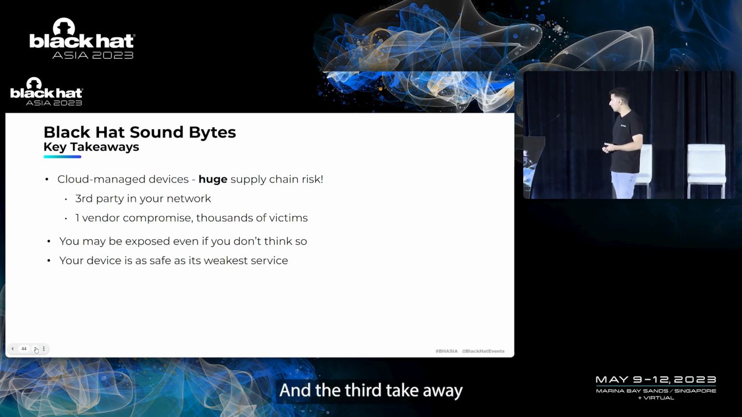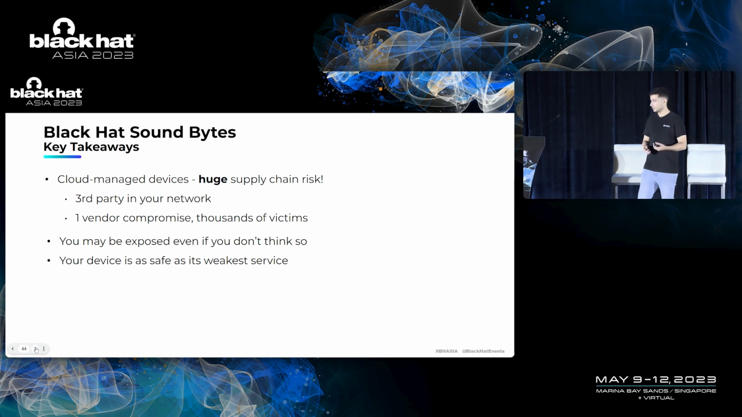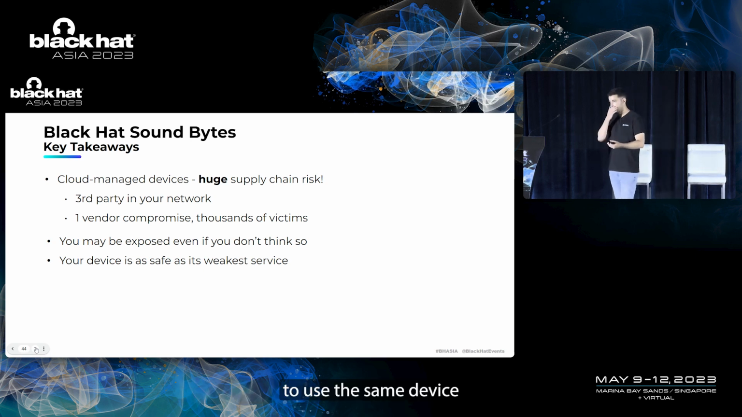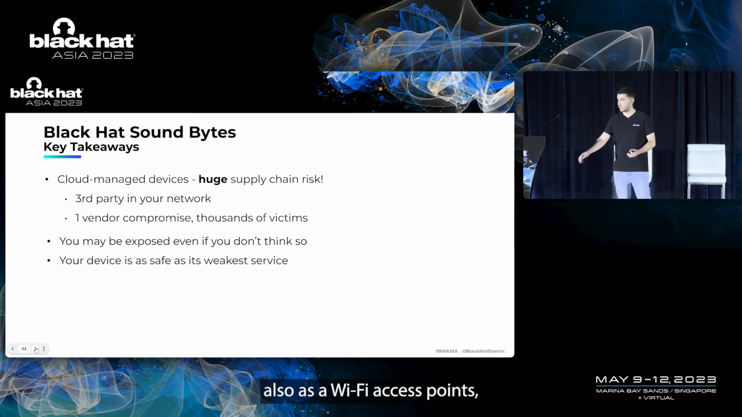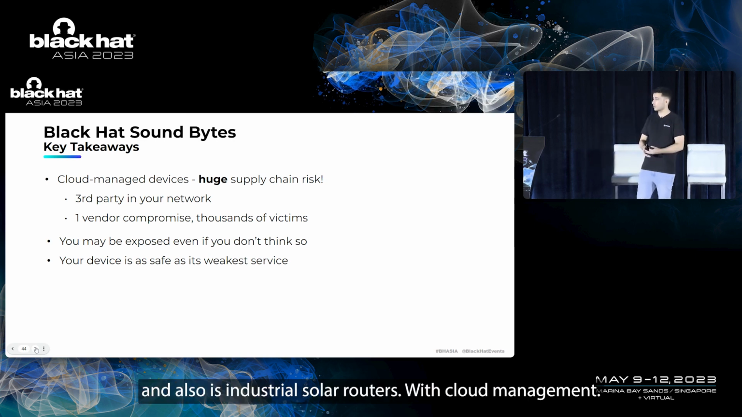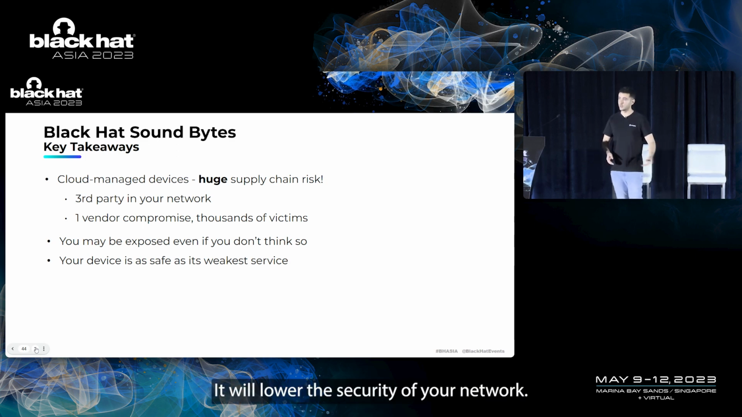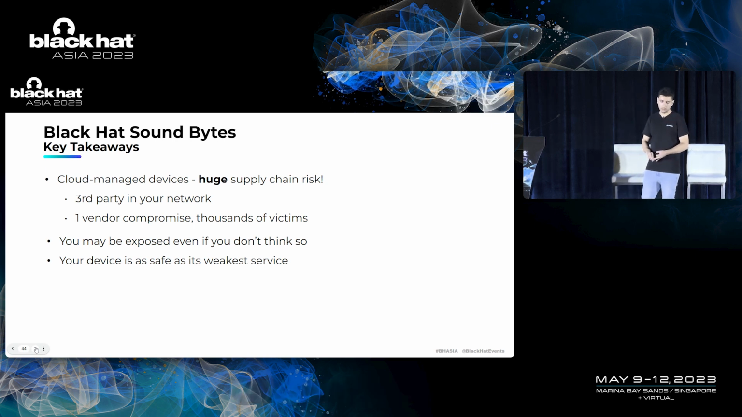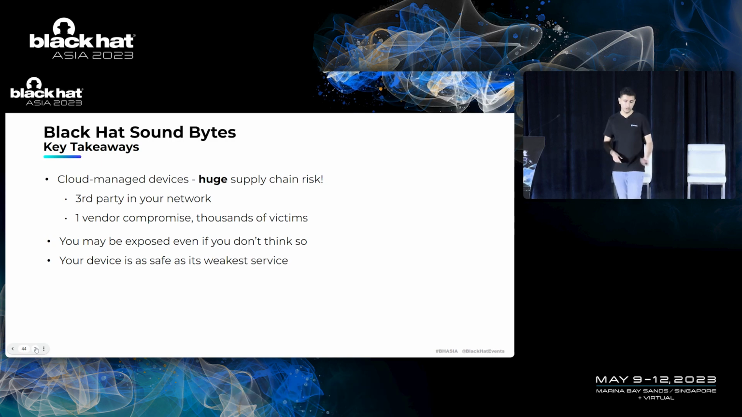And the third takeaway: when you are designing a network and you decide to use the same device for different purposes, for example, use a security device with security features also as a Wi-Fi access point, and also as an industrial cellular router with cloud management, it will lower the security of your network. So it's important to be aware of this. It may be cheaper, but it will lower the security of your network.